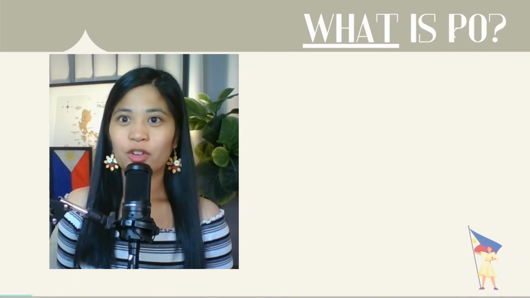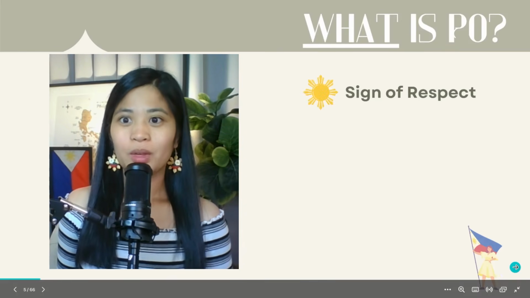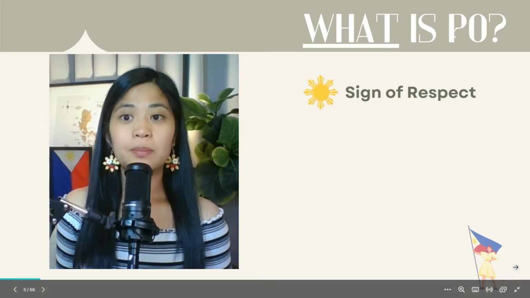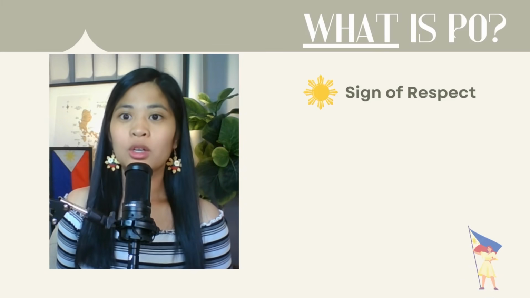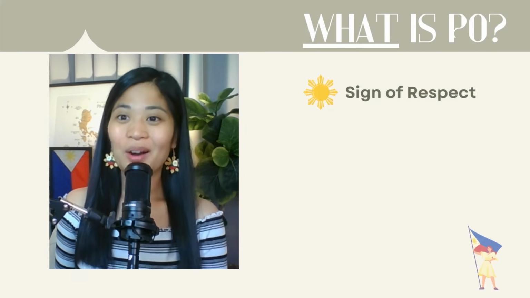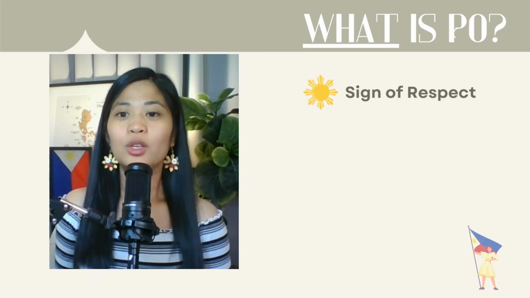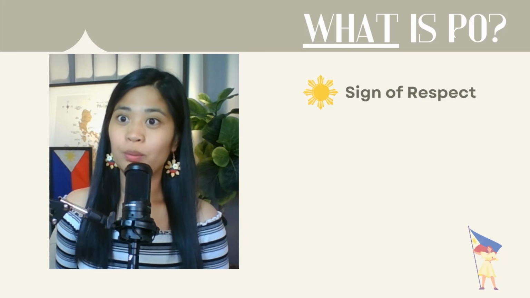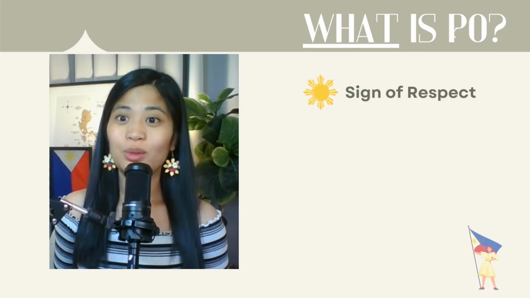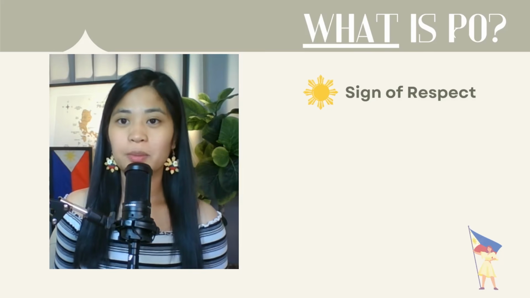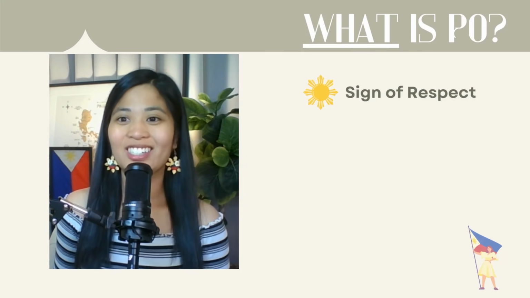So first things first, what is po? Po is a part of speech that is used in Tagalog to show respect. I always tell the kids' classes that whenever you are speaking to an adult, you always have to use po. However, adults can also use po whenever they are speaking to someone who's older than them or if they're speaking to authority, and we'll go over that in just a minute.